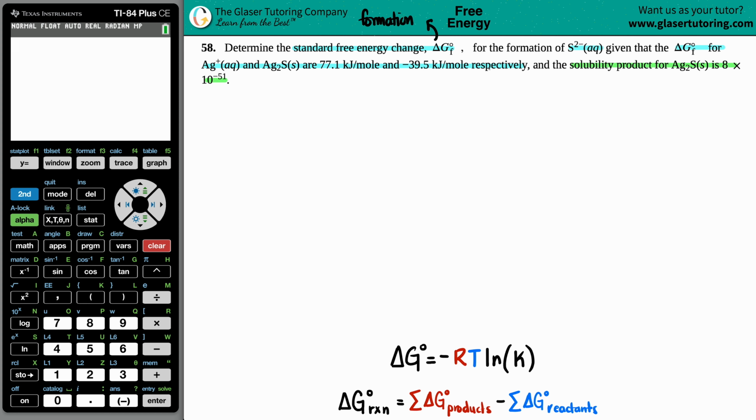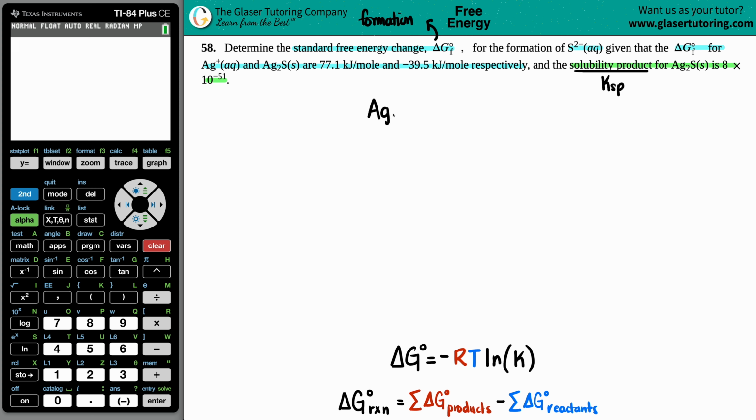But I have to write a balanced equation, right? Now they're telling us that the solubility product of Ag2S solid is 8 times 10 to the negative 51. Solubility products are KSPs. So I basically have to write a KSP equation for this reaction. Solubility products mean that you are always starting with your solid and breaking down into your two ions. So let's go with that.